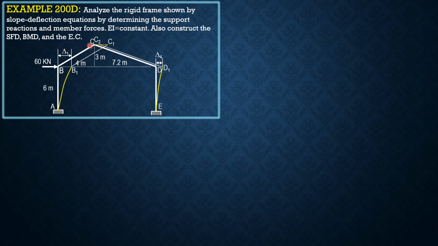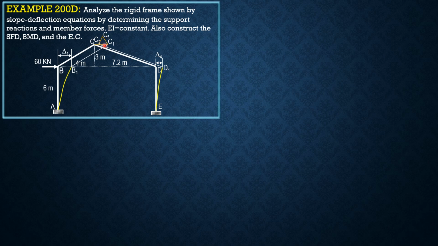So let's locate the final position of C. From the end C1, we draw a line perpendicular to C1 in that direction. And from C2, we draw a line perpendicular to C2D1 or perpendicular to CD to locate the final position of C. And we will call that final position of point C as C sub F as shown.